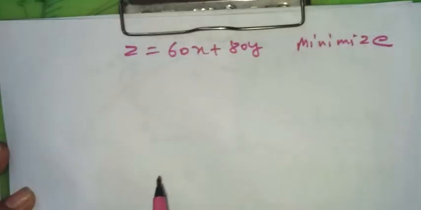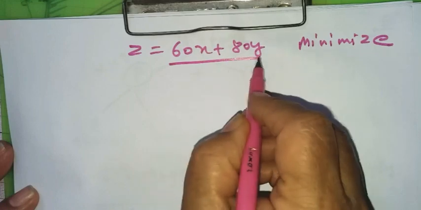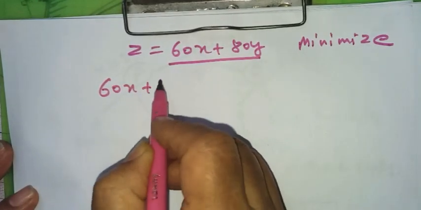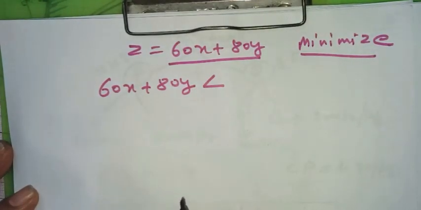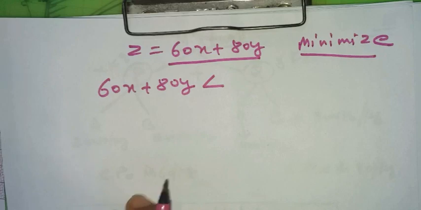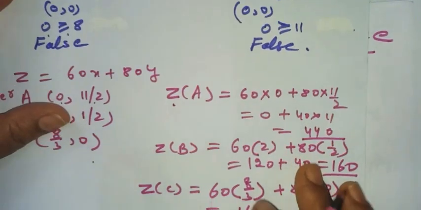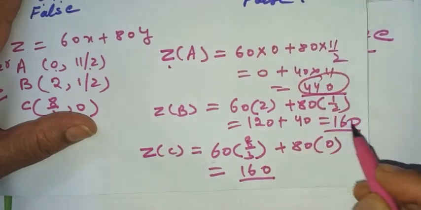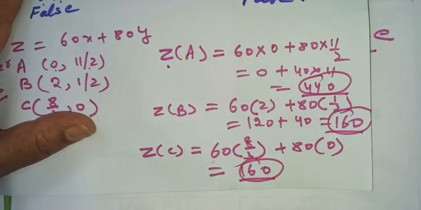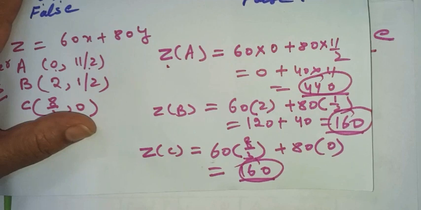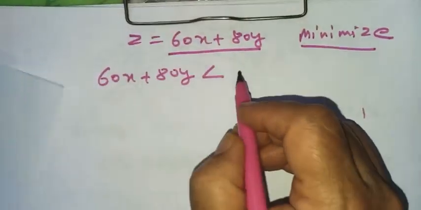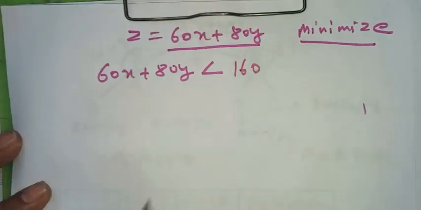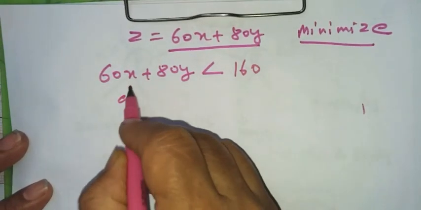Now to form that new inequality, we write this expression of objective function, and in case of minimization we put a less than sign, in case of maximization we put a greater than sign. Now when we are minimizing, we shall be taking the minimum of these three values, and when we will be maximizing, we shall be taking the maximum of these three values. Right now in this particular question, since we are minimizing, we shall be taking the minimum value, which is 160, and we shall write it here. So we simplify this and divide the whole equation by 20.